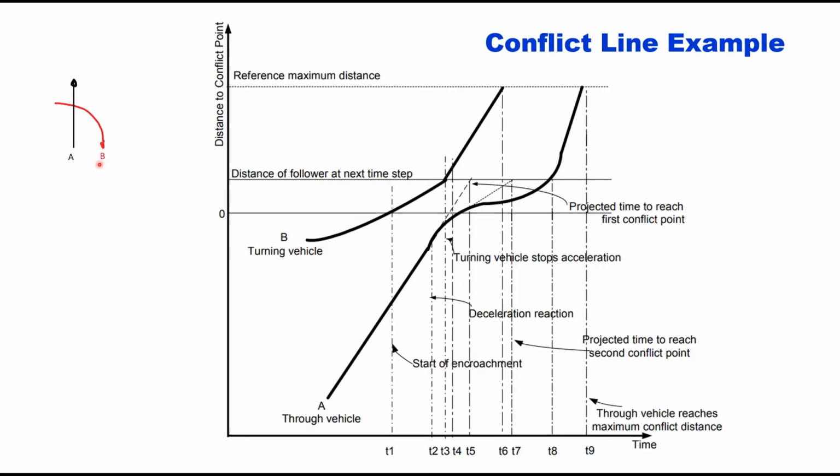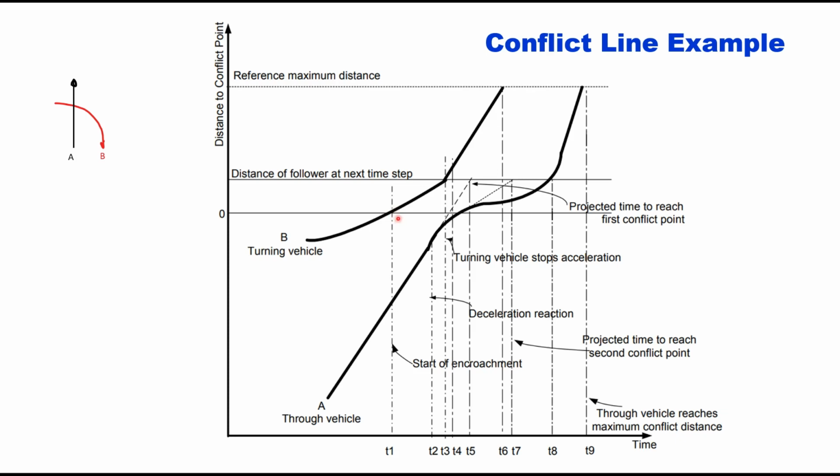Now let us consider a situation where a vehicle is turning right from a minor street and a vehicle is already on the major street going straight. So this is the leading vehicle here, the turning vehicle is taken as the leading vehicle, and the through vehicle is taken as the follower. Now this is the conflict line example. Now at time t1, the leading vehicle enters the encroachment area. That is, it starts to turn right into the same lane as the follower.